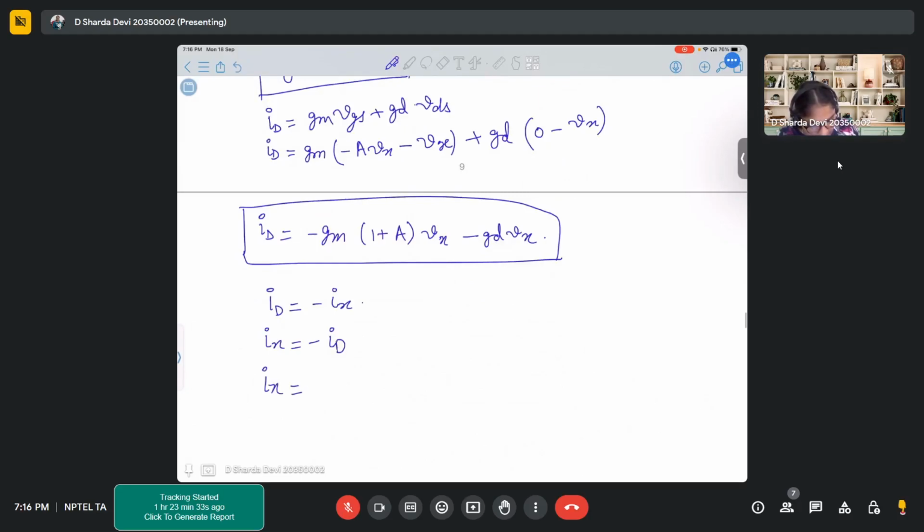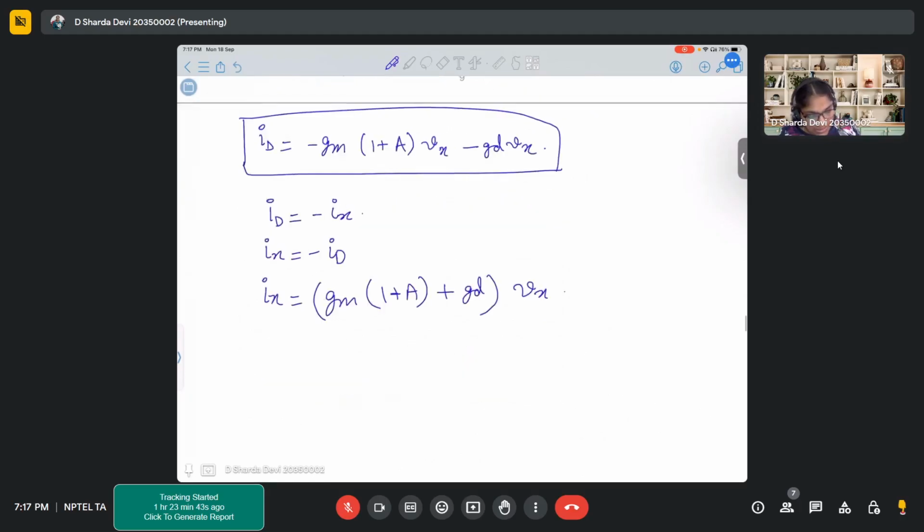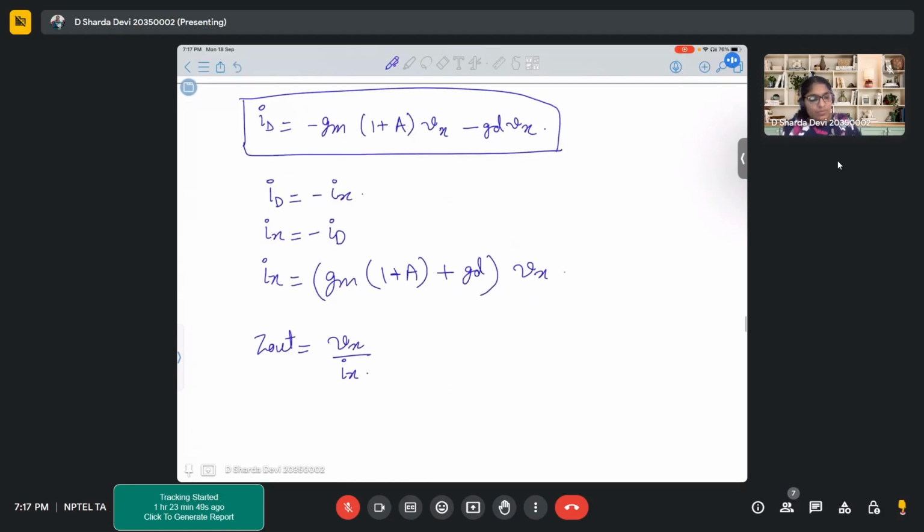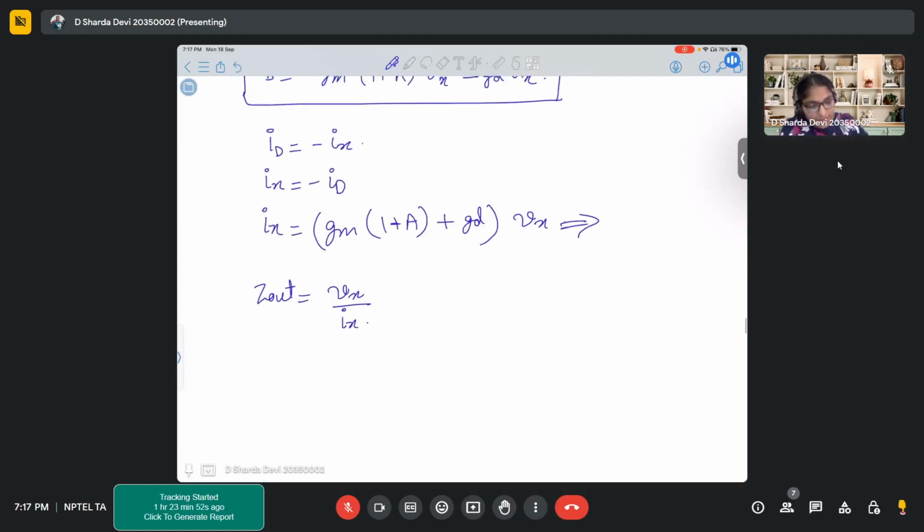So your IS is GM1 plus A minus GD, plus GD into G8. Now Z out, what did I mention Z out as? Vx upon Ix. So from here you can find your Z out, right? From this expression, Vx upon Ix is how much? 1 upon Gm1 plus A plus Gd. Correct?